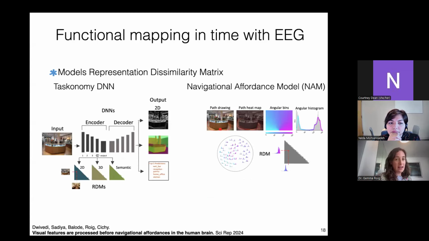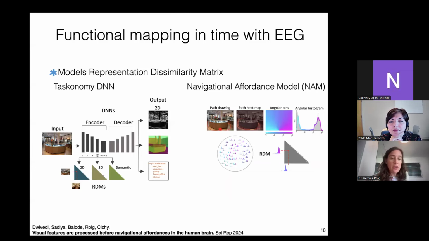So we get the model representation dissimilarity matrix in the same manner as we got before, but here what we did, that we also did in the previous study, but I don't have time to show you, is to merge all the models that were representative of the 2D functions, with some technique that we use to validate that this is the case, the ones with the 3D functions, and the one with semantics, so we can distinguish when 2D information is processed, when 3D information is processed, and when the semantic information is processed in the dynamics.